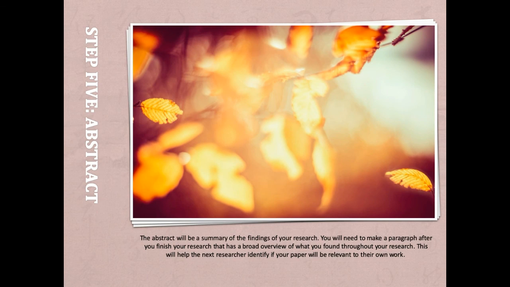So moving into step 5, you have your abstract. Now the abstract is going to be a summary of the findings of your research. You'll need to make a paragraph after you finish your research that has a broad overview of what you found throughout it. This is going to help the next researcher figure out if your paper is going to be relevant to their own work. And so the abstract goes at the beginning of your paper, though I do suggest that you write it at the end.